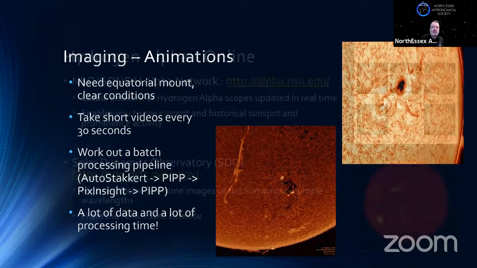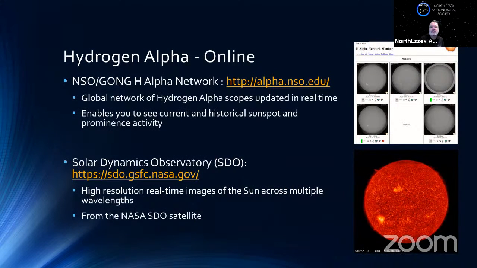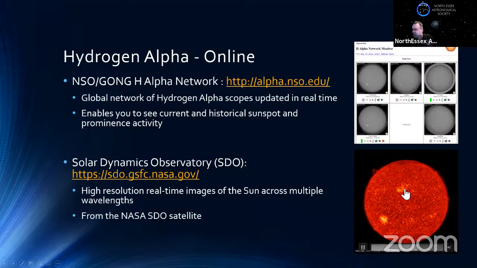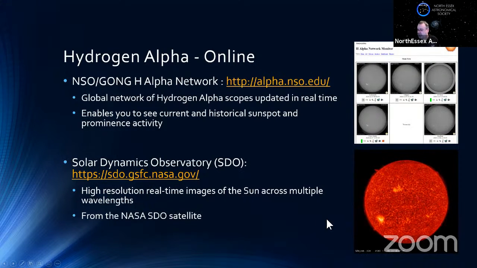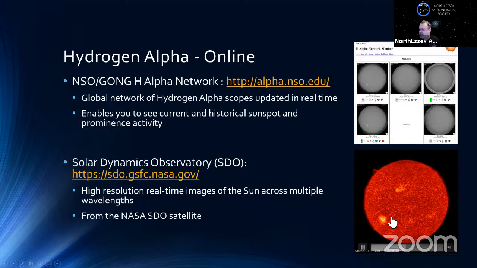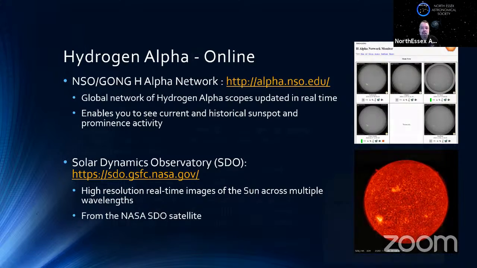If you don't have a solar telescope, there are loads of websites online where you can see solar stuff. The NSO GONG network just gives you real-time round-the-world views of the sun in hydrogen alpha. The Solar Dynamics Observatory gives you views of the sun in loads of different wavelengths, white light, hydrogen alpha, and lots of other interesting stuff in near real time at very, very high resolution. And they do some lovely animations like this one you can see here.